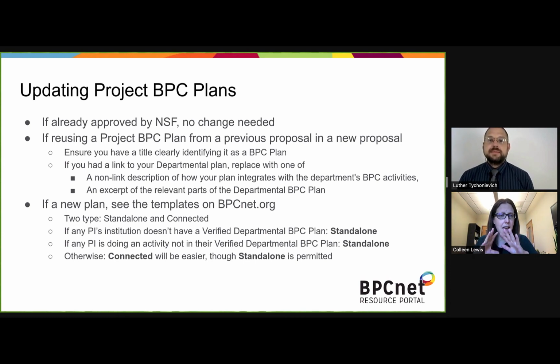However, if all the PIs are from institutions with verified department plans, and they all plan to do activities that are from their institution's verified departmental BPC plan, then we can submit a connected project plan. That allows us to just include the departmental plans directly, and likely just a paragraph describing for each PI how are they going to get involved in their verified departmental BPC plan. So it likely makes it a little bit easier. And again, every institution gets 3 pages in that connected project BPC plan. Standalone was 3 pages total. Connected is 3 pages per institution.